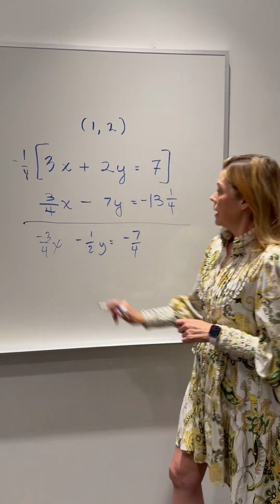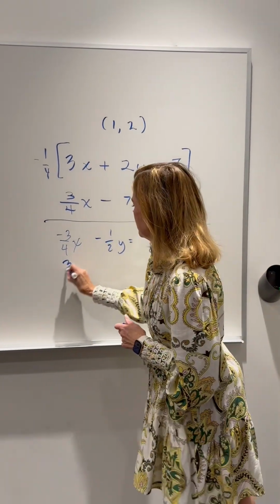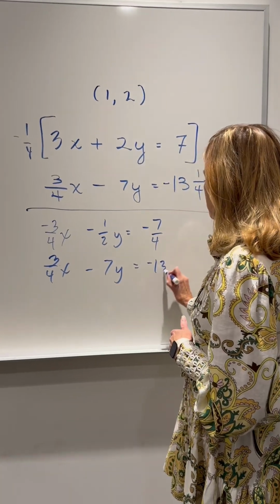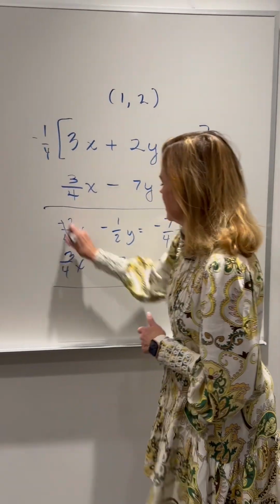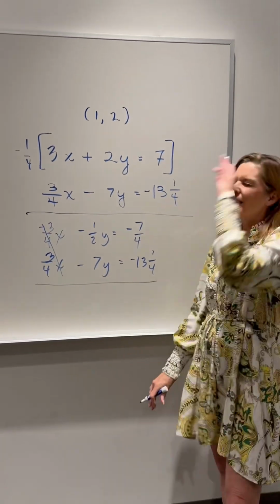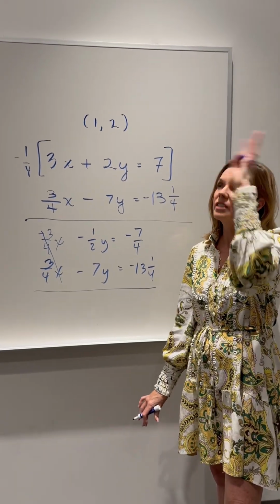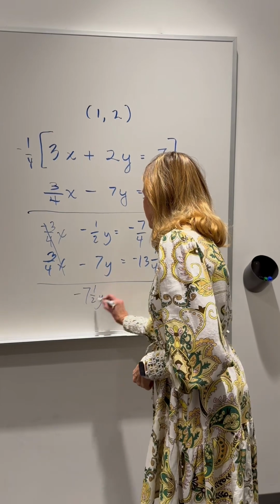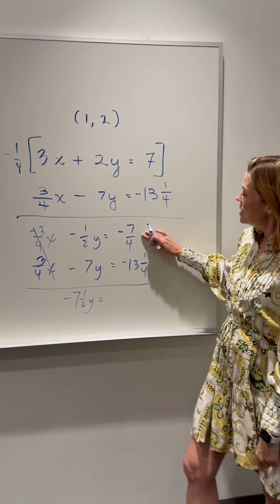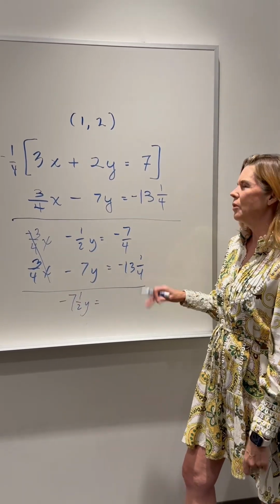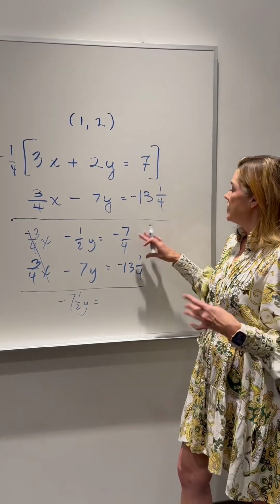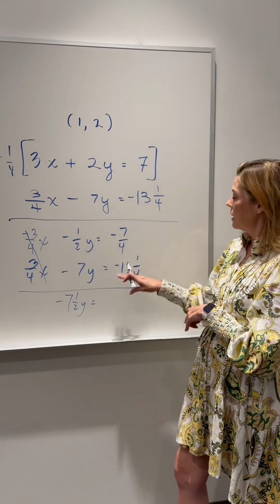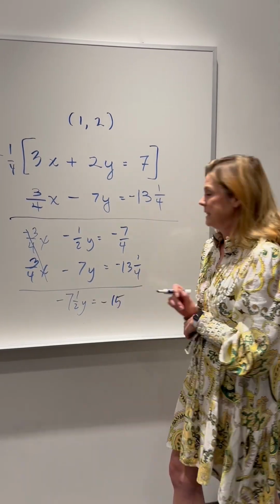Ugh. All right, we come down, we copy the second problem. We have 3/4 x minus 7y equals -13 and 1/4. Okay, this eliminates, but okay, I gotta add -1/2 and -7, that's fine. They're the same sign. Okay, it's gonna be -7.5y. Oh, mixed number. -7/4, -13 and 1/4. Okay, well, -7/4 and -1/4 is -8/4, that's -2. -2 and -13 is -15.